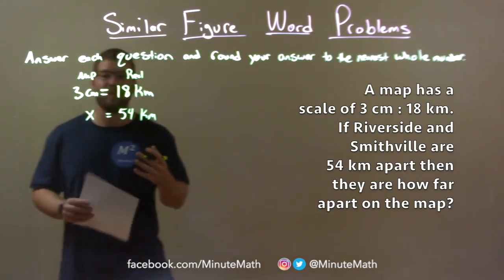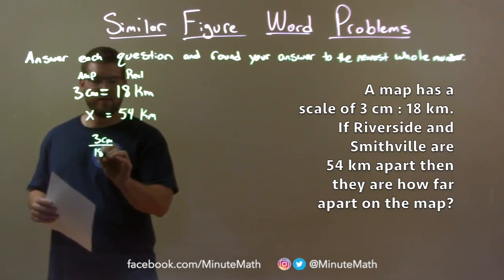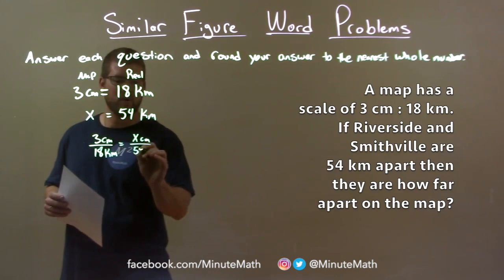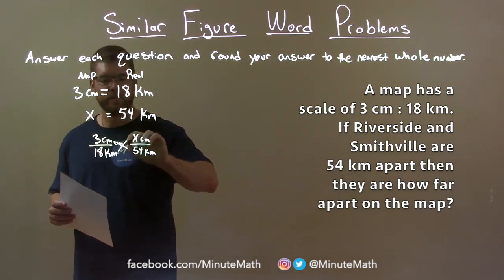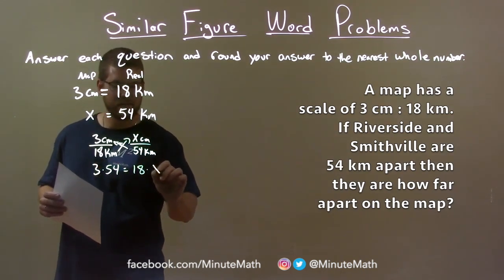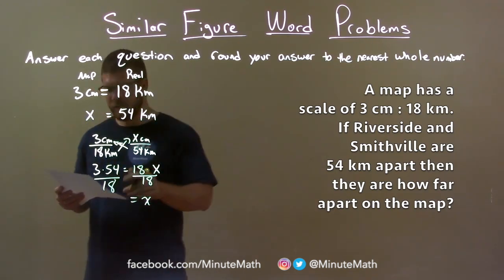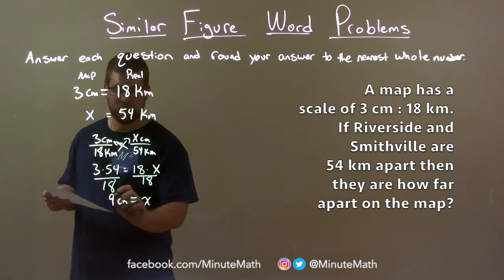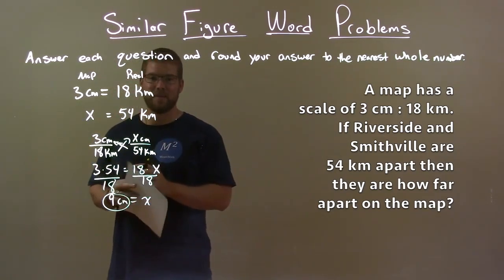Let's set up a proportion. 3 centimeters to 18 kilometers should be the same ratio as x centimeters to 54 kilometers. Now let's solve for x. We cross multiply: 3 times 54 equals 18 times x. Then we divide both sides by 18. This gives us x by itself, and 3 times 54 divided by 18 is 9. Our units are centimeters, so our final answer is 9 centimeters on the map.